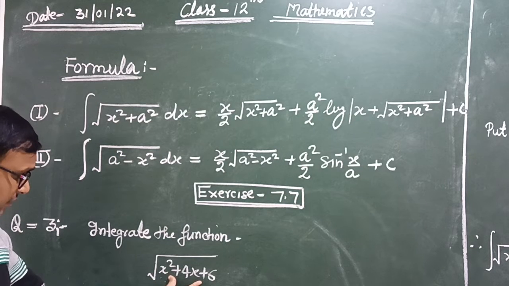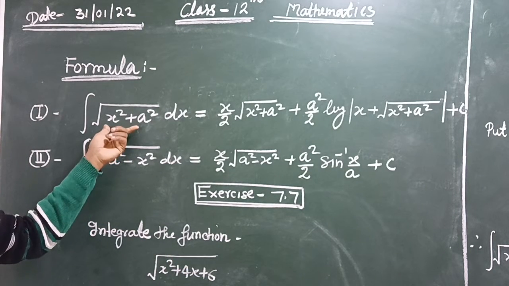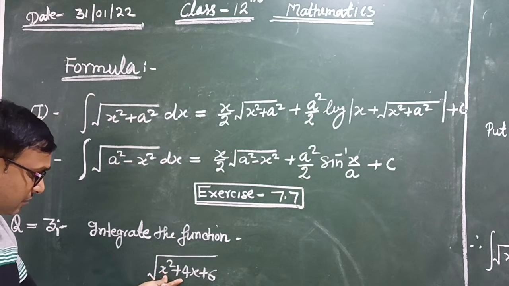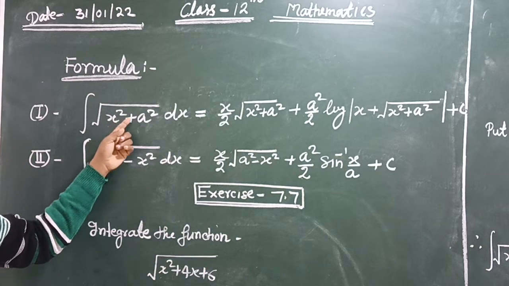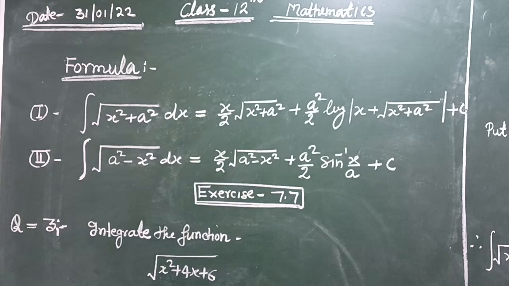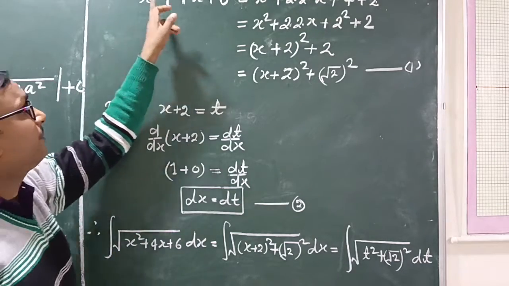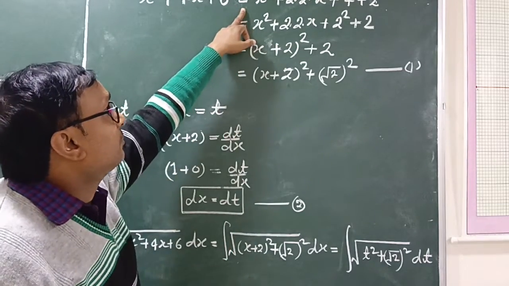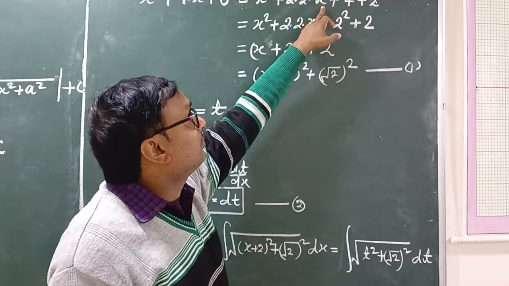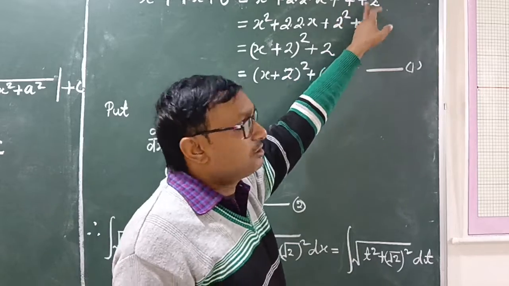So first we convert x square plus 4x plus 6 into either of these forms, which is possible. We convert it into the form x square plus a square using the perfect square method. Take x square plus 4x plus 6 equal to x square plus 4x, where 4x is also written as 2 into 2 into x, and 6 is divided into 2 parts, that is 4 plus 2.